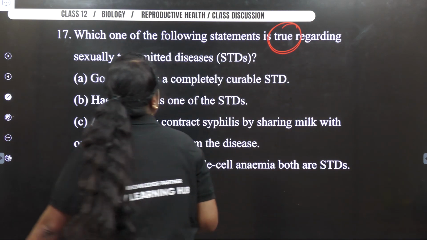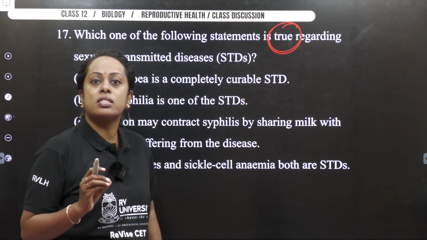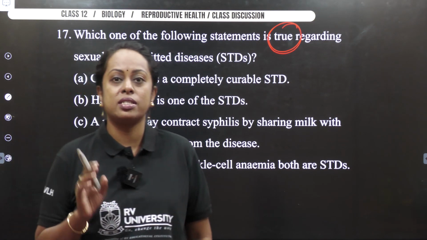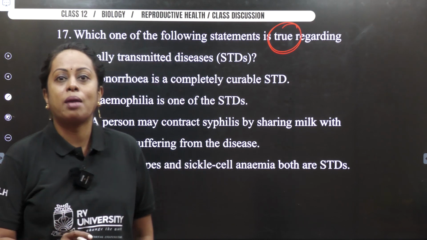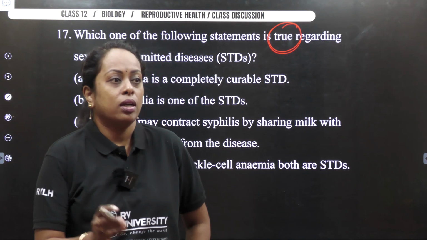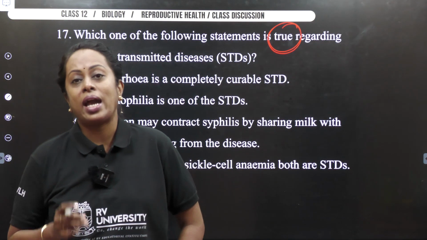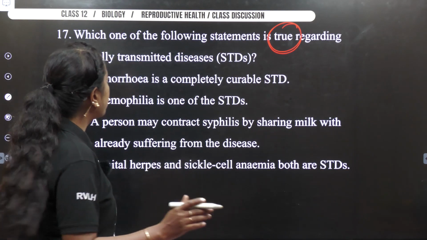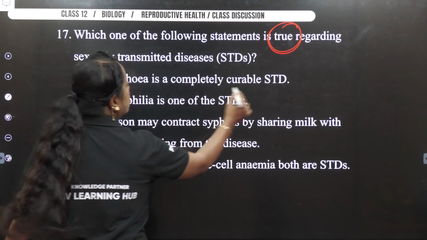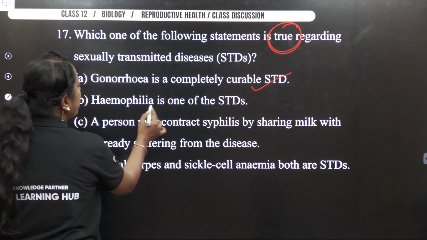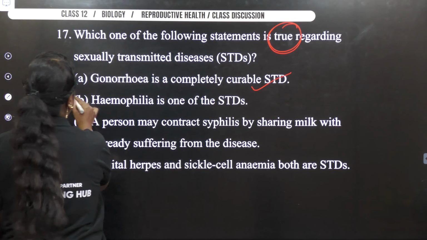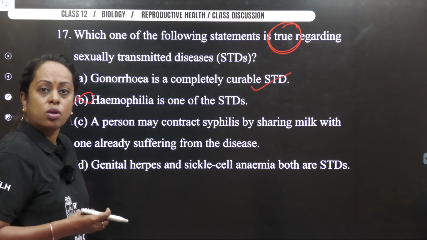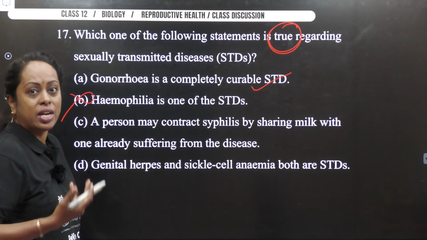Okay. Gonorrhea is completely curable. Okay, we did study some of the sexually transmitted diseases cannot be cured. So in that we came across HIV, then hepatitis and genital herpes. Gonorrhea in early stage, definitely we can bring about cure. So I feel the first statement is right. So I'll put a tick mark. Hemophilia is one of the STDs, completely wrong. It is what? A disorder which is passed from the parent, a genetic disorder.